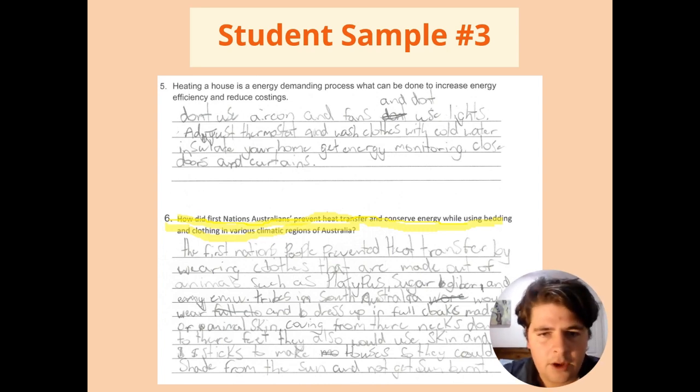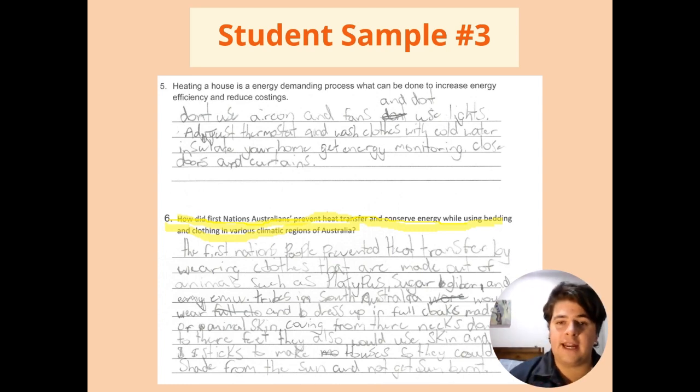So, based on that example, that particular student has given me a huge amount of information that needs to be broken down in order for it to be deemed a successful answer. One thing I would like to note is that I was really impressed with just how much information they were able to find online and put on the paper. But it's more the structure of their answer that I would like to focus on. So, First Nations people prevented heat transfer by wearing clothes. They provided me with one answer. They wore clothes.